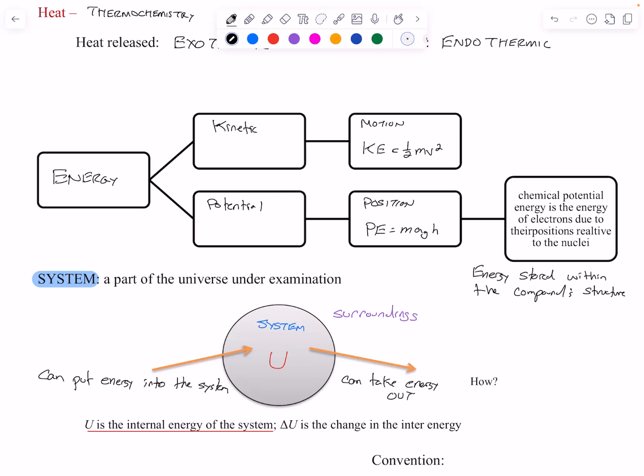How can we do that? What do you think we can do? Well, the first one that makes sense is we could heat it, right? You can heat the system. The second one's not so obvious, maybe. Maybe it is for you science people, okay? But you can do work on it.